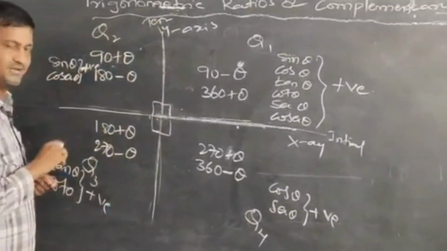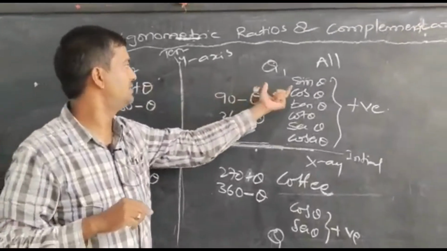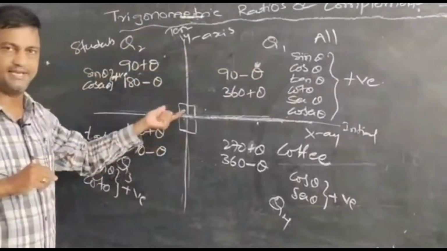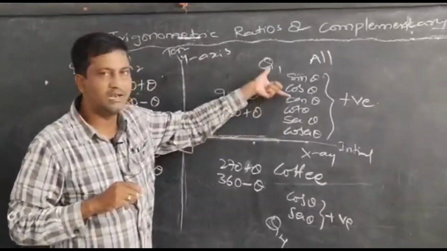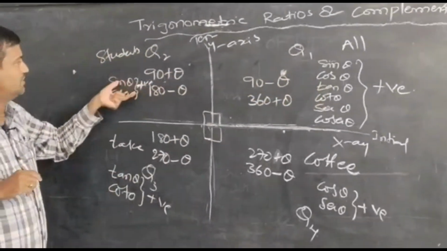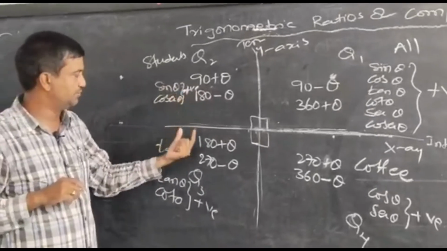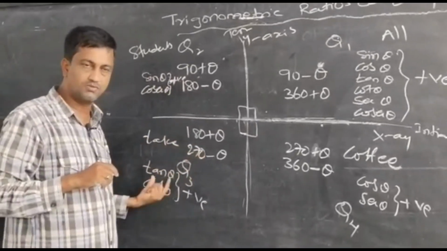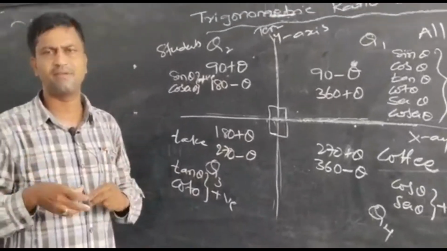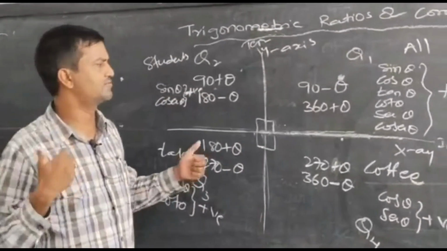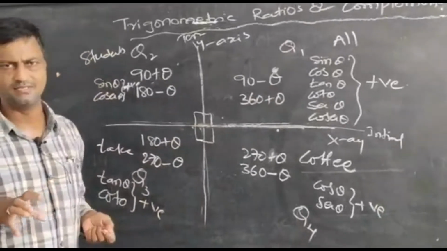How to remember all of these, the nature of the ratios in different quadrants? See here, all are positive. Here sine and cosec are positive, rest are negative. Here tan and cot are positive, rest are negative. The behavior of the ratios is different in different quadrants. How to remember all these things?